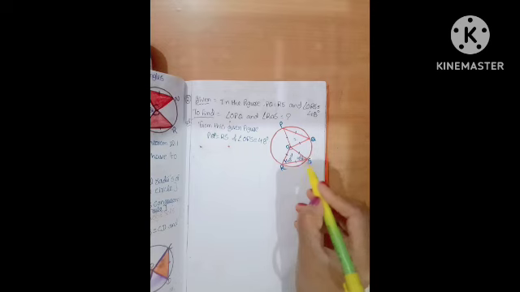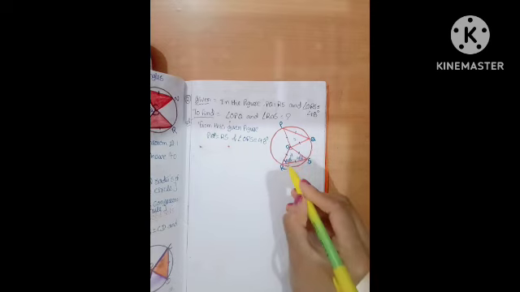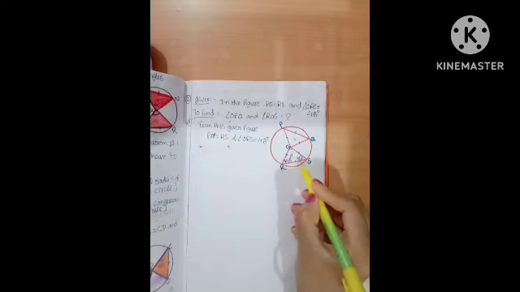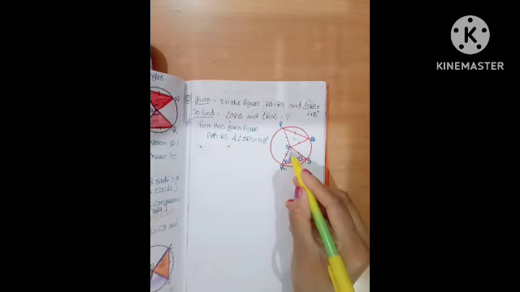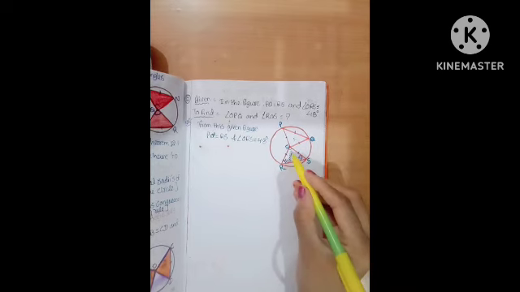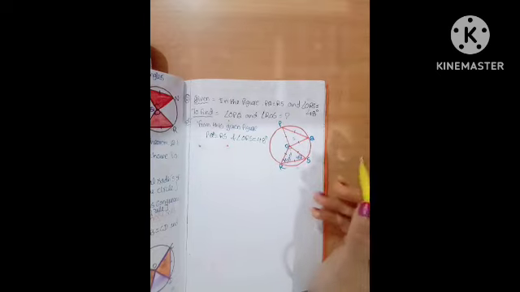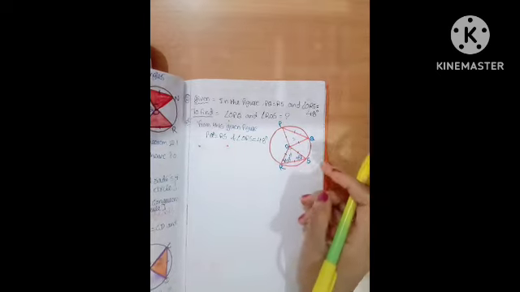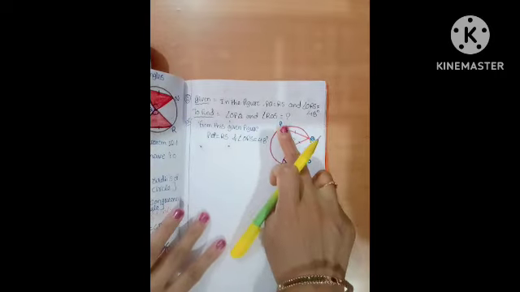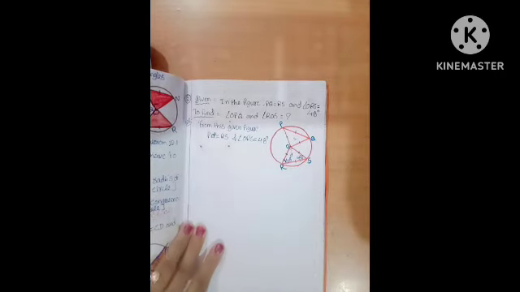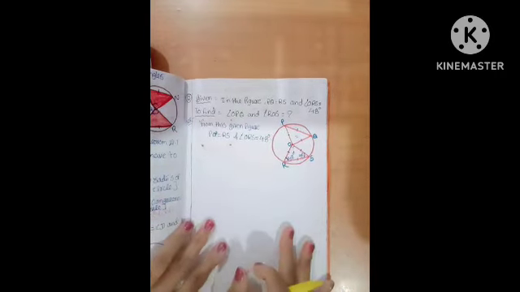Let us take the ROS triangle. In triangle ROS, two angles we know. How will you find out the third angle? Very simple. What property are you using here? Angle sum property. By using the angle sum property, we will get the third angle. In the remaining triangle it is also the same procedure.